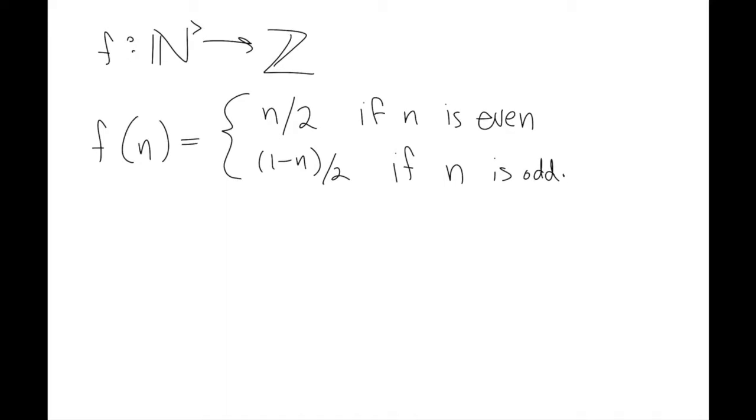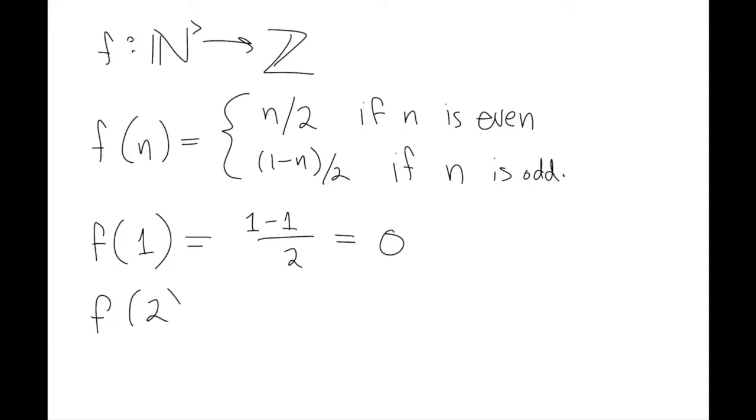Well, let's just go ahead and run through a few examples. And so our first number that we're going to look at is 1. So f of 1 is what? Well, since here we're saying n equals 1, that means n is odd, which means we take the second line here. And so we plug it in, so we get 1 minus 1 over 2, which just equals 0. Okay, so f of 1 is 0.